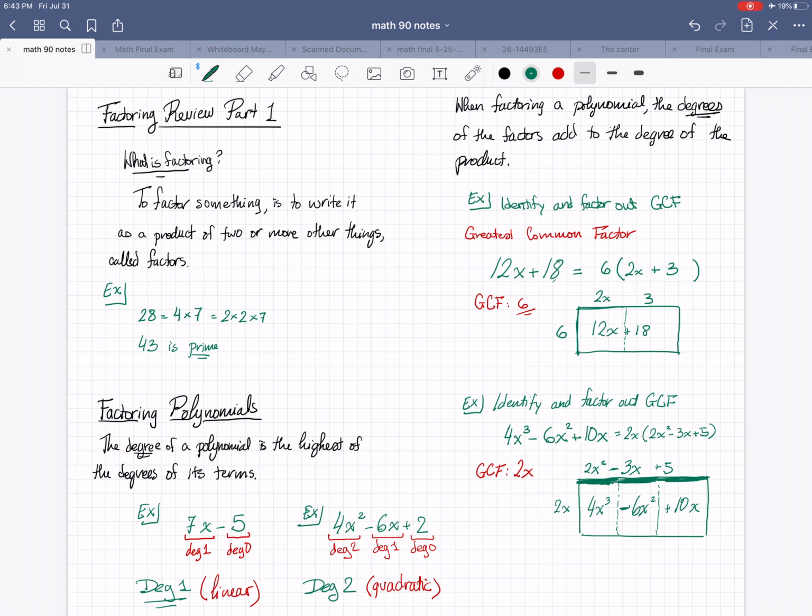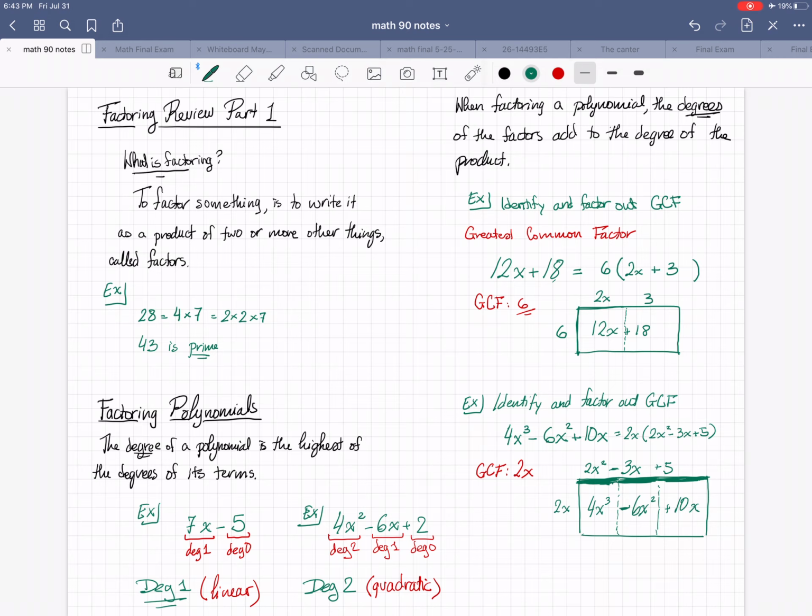In our next lesson, we're going to talk a little bit more about some other factoring techniques. So specifically, we're going to ask if you have a quadratic polynomial, so degree 2 polynomial, when is it possible to factor and how do we factor it? What are some techniques that we can use for that?